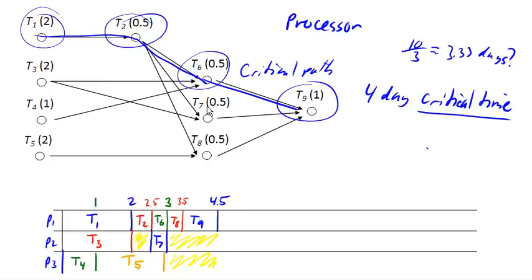And this is what's called idle time. Idle time is time when a processor is not working on anything because they can't, because the order requirements mean that they have to wait for something else to get done first.